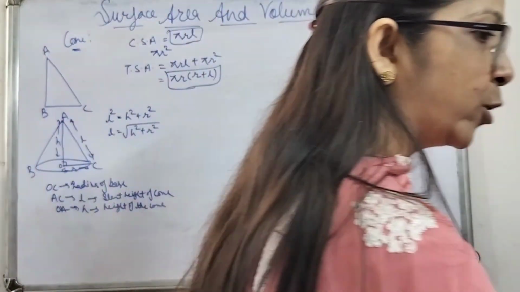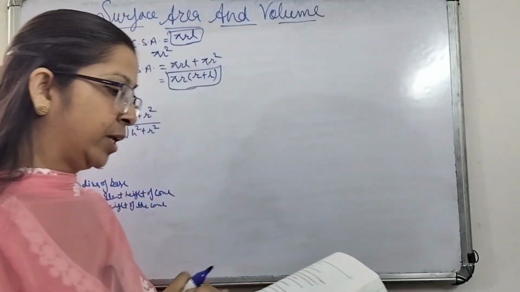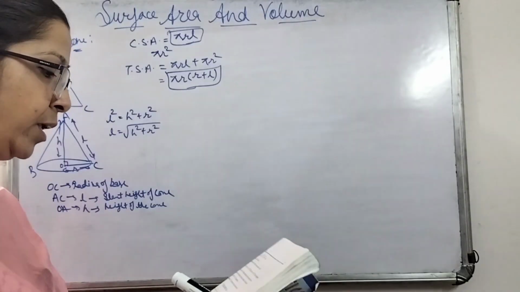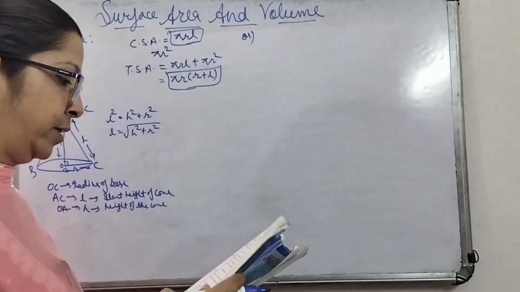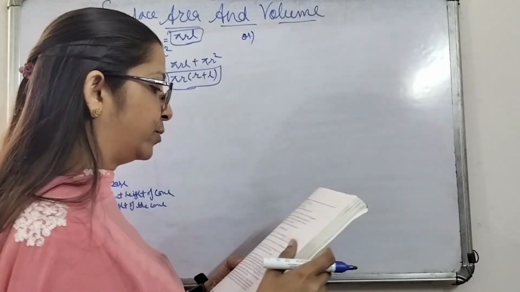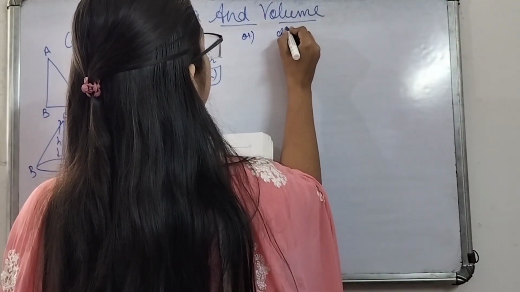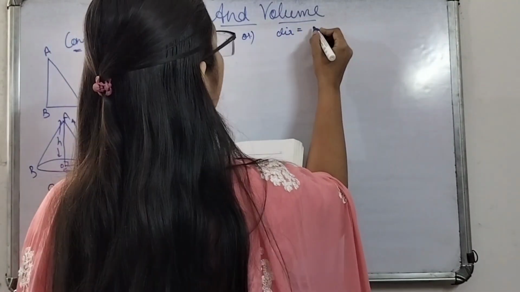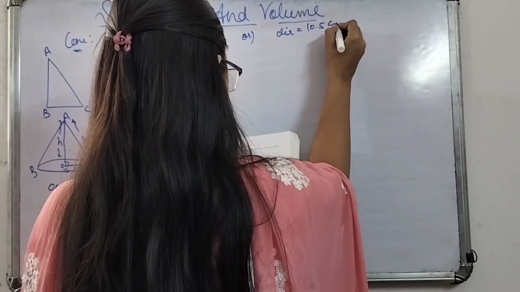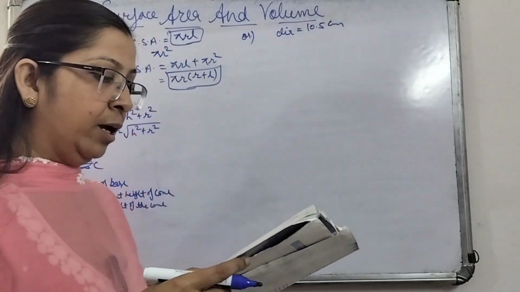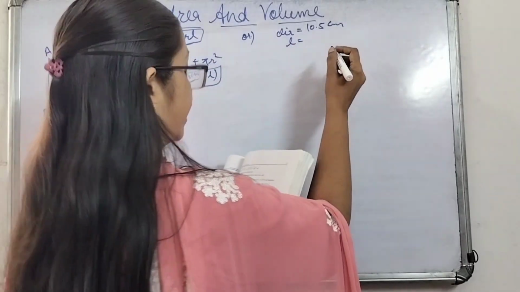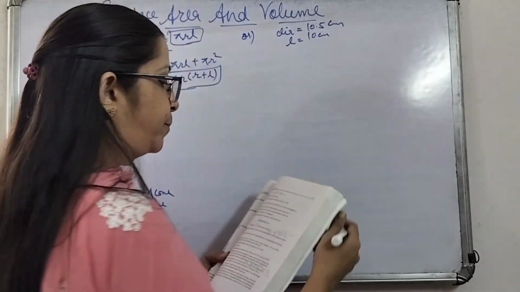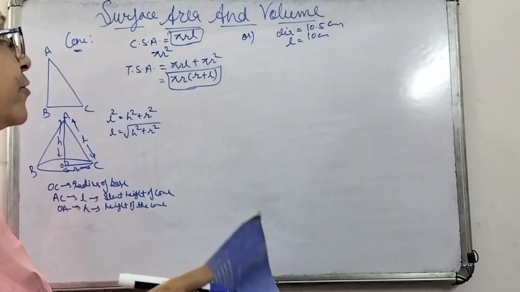Now let's see some of the questions from your exercise 13.3. Question number 1. Diameter of the base of a cone is given to us as 10.5 centimeter. And the slant height L is given to us as 10 centimeter. Find its curved surface area.